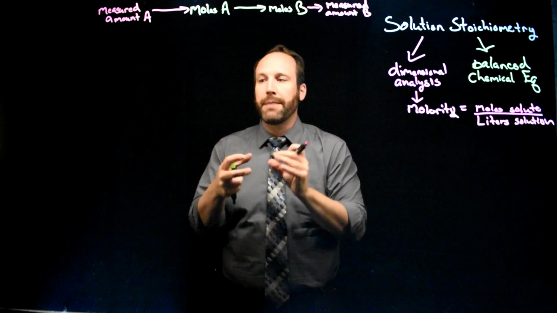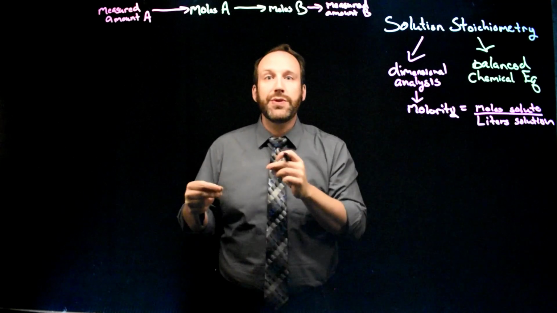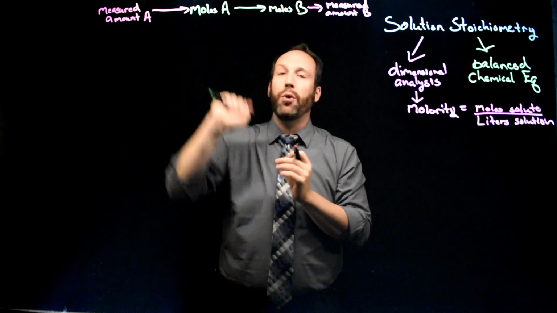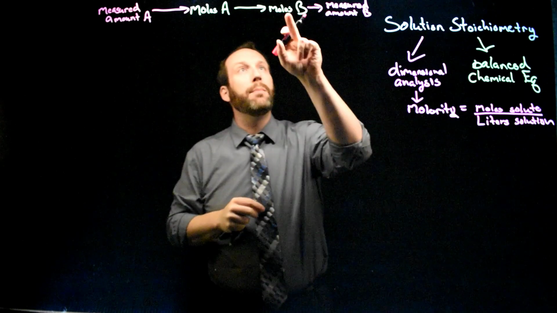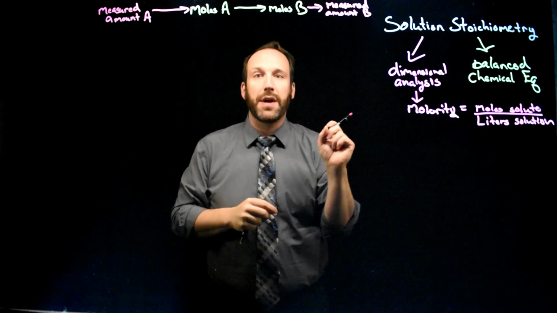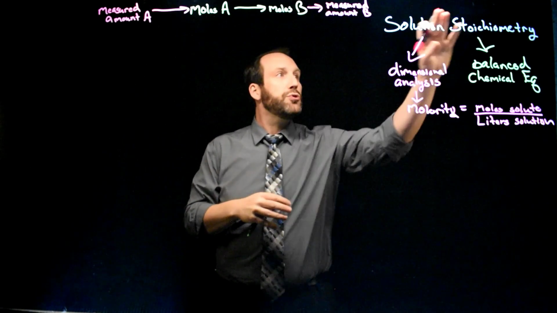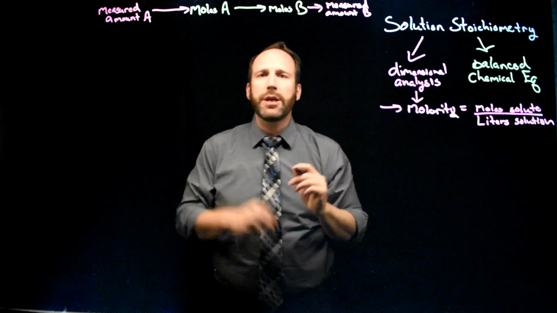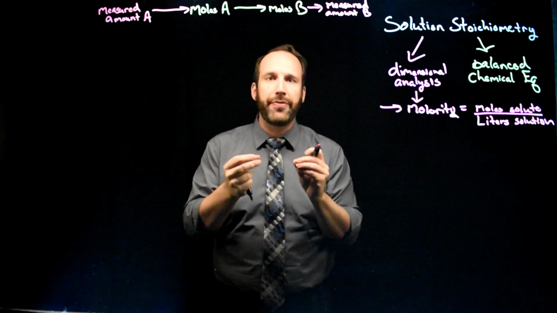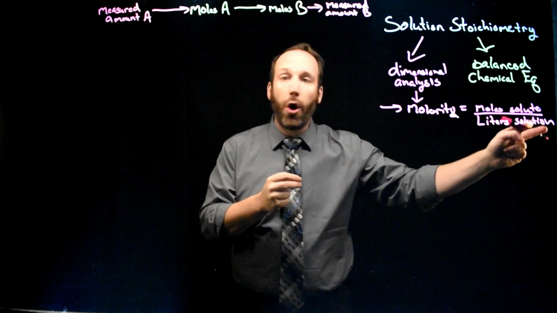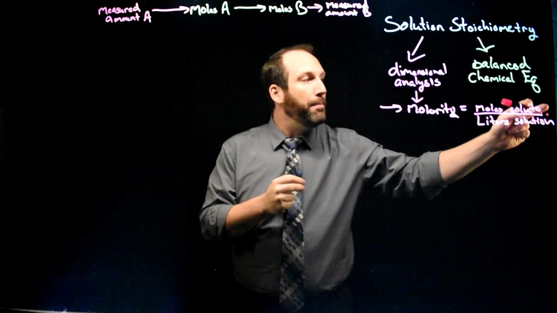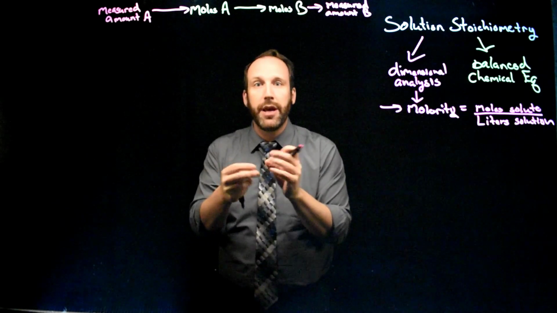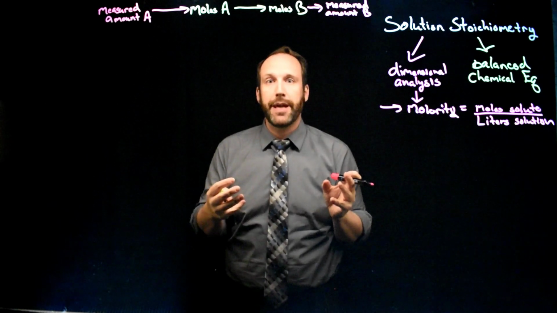Okay? You're measuring some compound on a scale. You're using the periodic table to go from grams or mass of A into moles of A, and using the periodic table to go from moles of B into grams of B. In solution stoichiometry, we're going to use molarity. We're going to use this idea that in a solution, there's a relationship between the volume of that solution and the moles of substance that are in that solution, right? Because it's a small amount of solute dissolved in some solution.